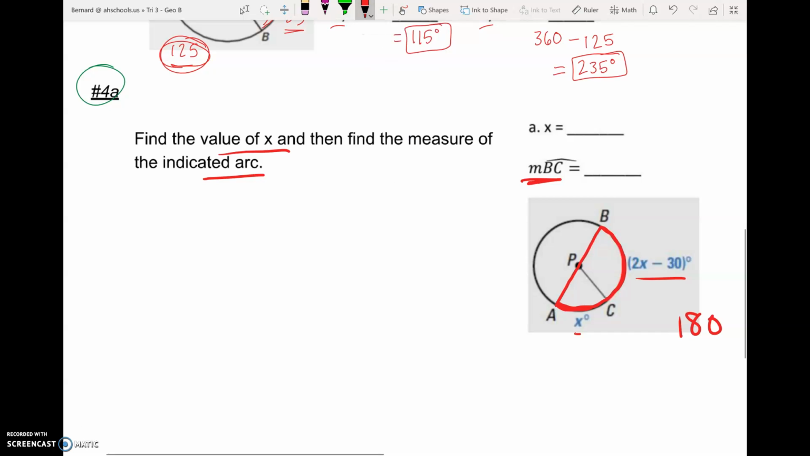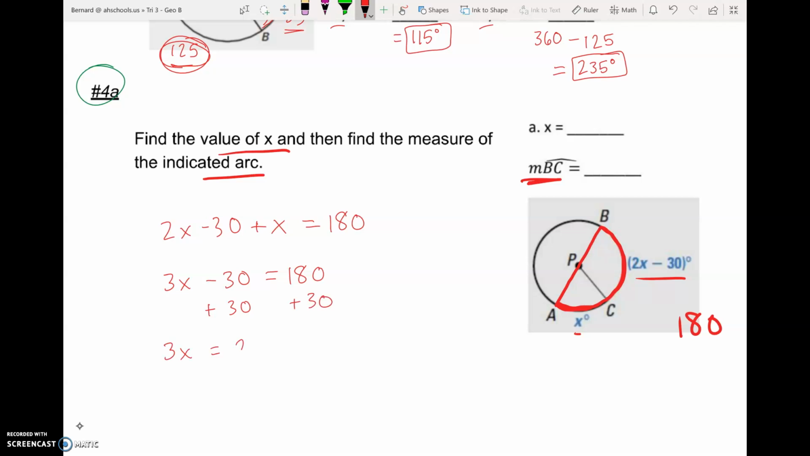So let's add those two chunks together, 2x minus 30 plus x, and once we add them together, they need to equal 180 in this diagram. Combine like terms, 2x and 1x is 3x, and then minus 30 equals 180. We'll add 30 to both sides, and so 3x equals 210. Then we'll divide by 3 to get x by itself, and we'll get that x equals 70. X equals 70. So we'll put that up there.